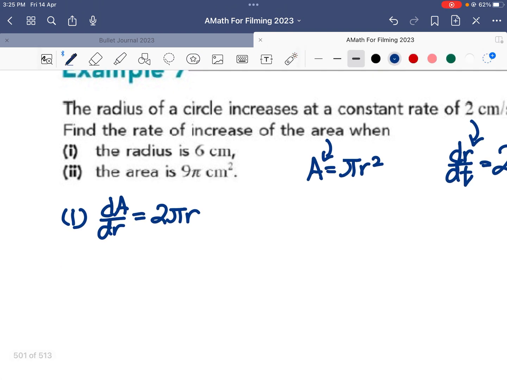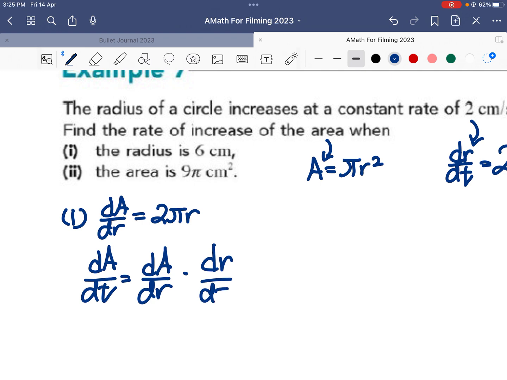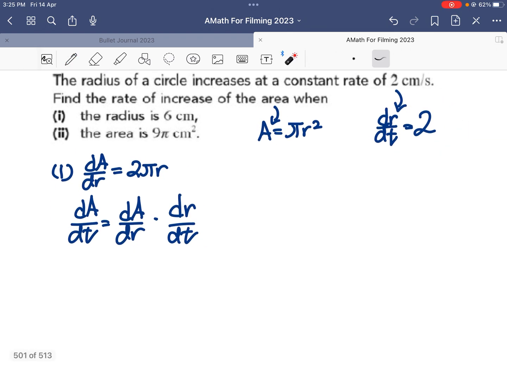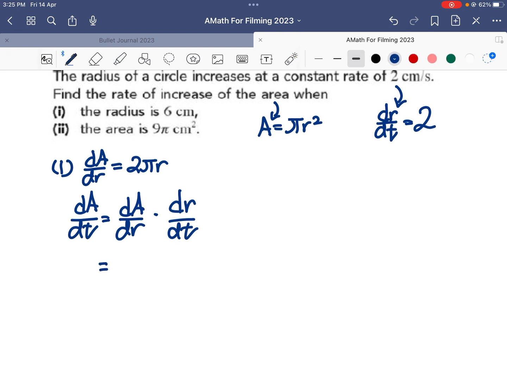What I can write down here is this. I will write dA/dt, that's what they want, equals the rate of change of area, you differentiate area with respect to radius, multiplied by the rate of change of radius per unit time, which we know from above to be 2 cm per second. So dA/dr is 2 pi r, times 2. What I get is 4 pi r. This one is simple enough.